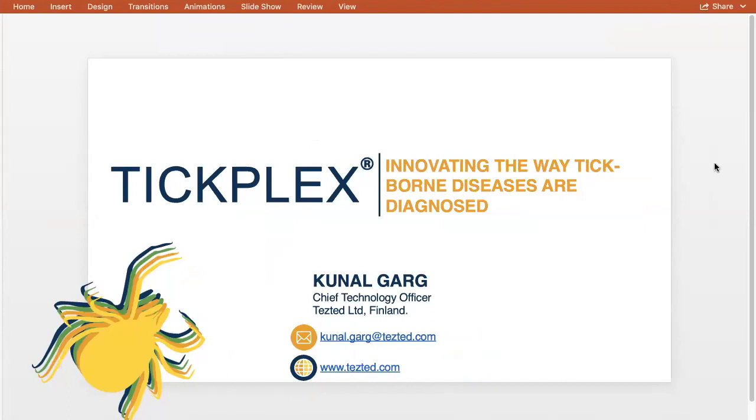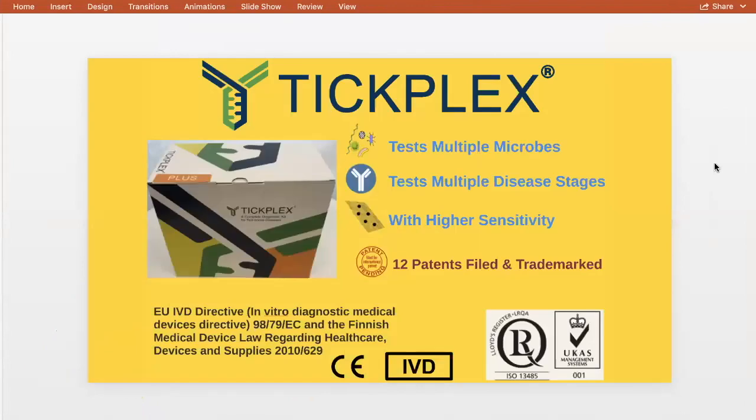As this presentation is all about Tickplex and how Tickplex can help healthcare providers in improving the patient diagnosis, I just want to set the theme for this presentation, which is testing multiple microbes. One of the key features about Tickplex is testing multiple microbes. With that in mind, we should take a step back and understand multiple microbes from different disease standpoints.